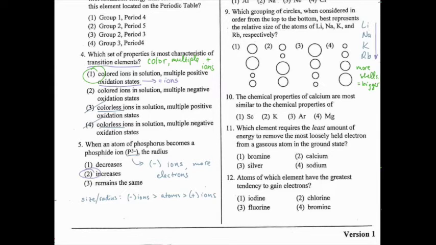So that's choice 4. Number 10. The chemical properties of calcium are most similar to the chemical properties of what? So chemical properties is a key word here, and those that are part of the same vertical group on the periodic table share the same chemical properties. So calcium is in group 2, so we have to pick another element that's part of that same group. And the choice is choice 4, magnesium, Mg.